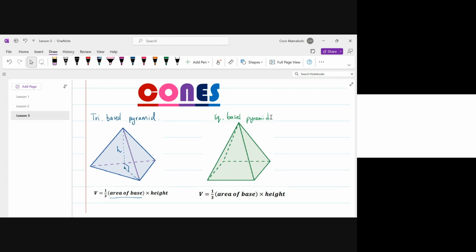Again, I know that it's a square-based pyramid, so I can calculate the area of the base, which is just a square. And then for my perpendicular height, I need to go from the apex all the way down like that. And then from there, I can draw a line going there, and that will be my height. But this one, we've calculated already. When we were doing surface area, we calculated the perpendicular height for a square-based pyramid.